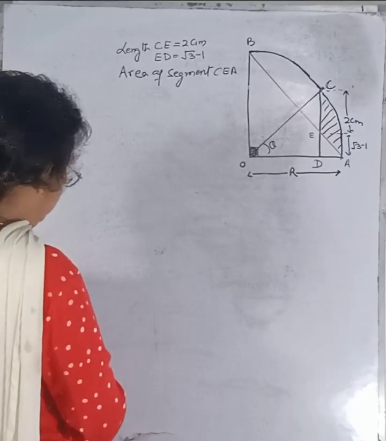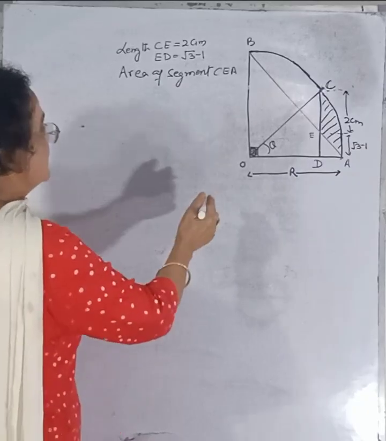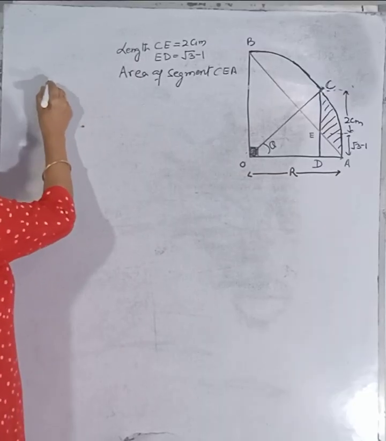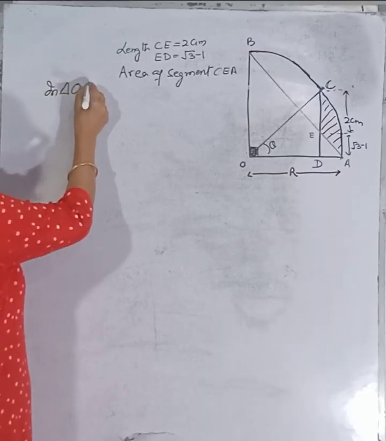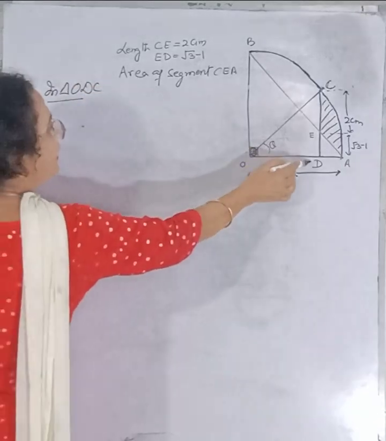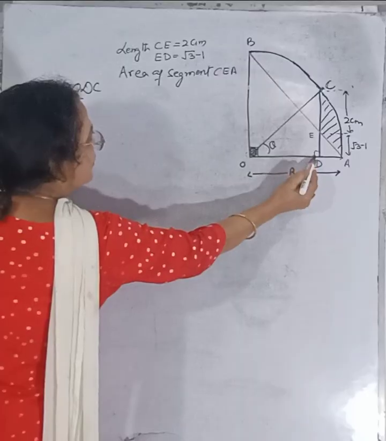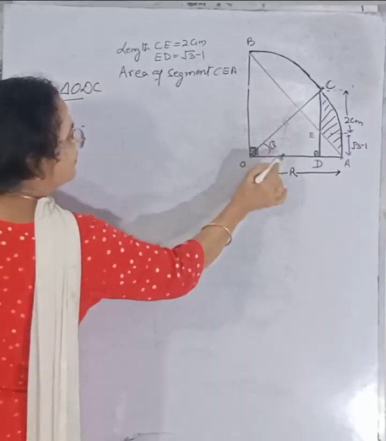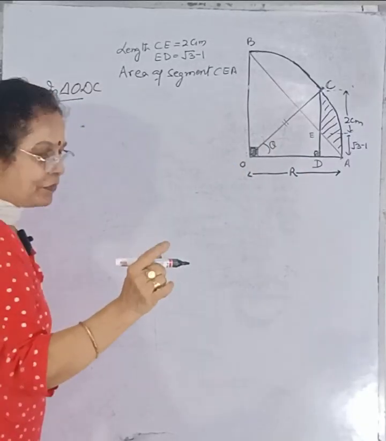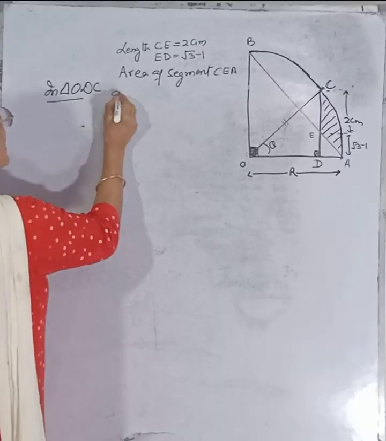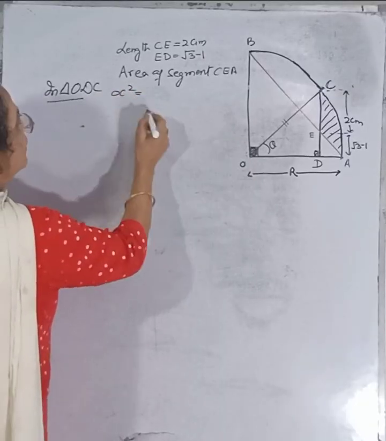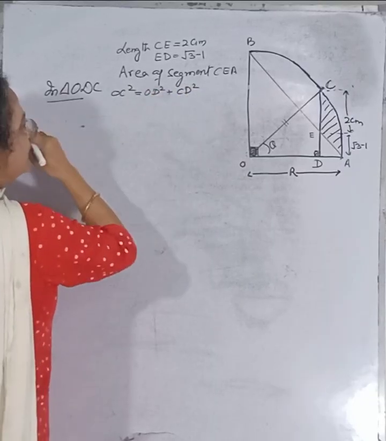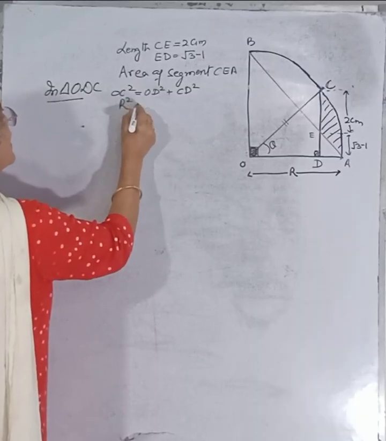For calculating R, we can look at triangle ODC. In triangle ODC, this is 90 degrees because we have drawn the perpendicular. This is the radius, the hypotenuse, and this will be the base. We can apply the Pythagoras theorem, as per which OC square is equal to OD square plus CD square. OC is equal to R, which is to be determined.